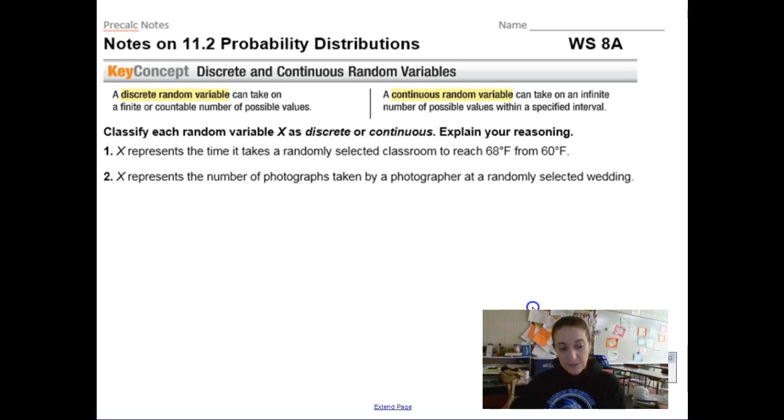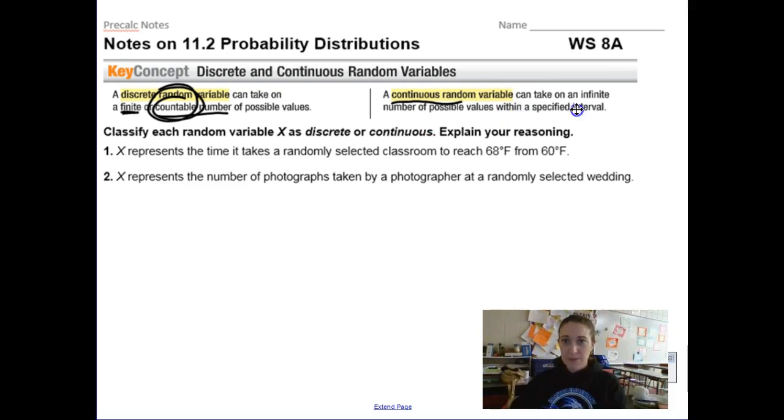In your notes, and this is Worksheet 8A, it says classify these variables as discrete or continuous. So a discrete random variable can take on finite or countable numbers. That's the big one for me, countable numbers. So I'm looking for generally whole numbers, could be integers technically.